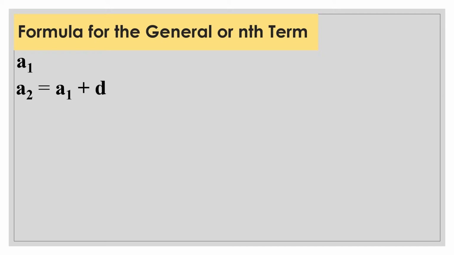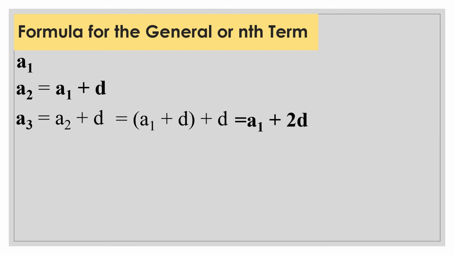For the second term, we can obtain this by adding common difference d to the first term. For the third term, we can obtain it by adding common difference d to the second term. But we can see that the second term is equal to the first term plus d. So we can substitute this into the second term. So our final third term is the first term plus 2 multiplied by common difference d.